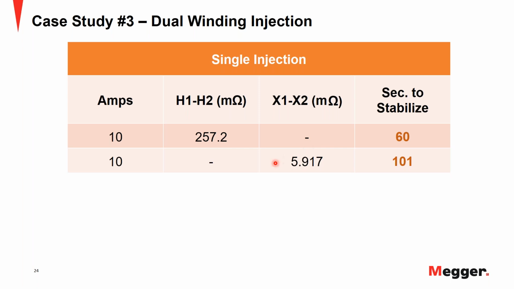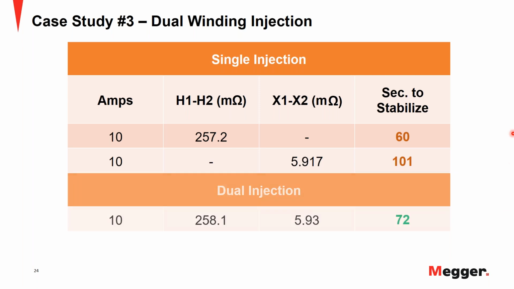Now, we measured the low voltage resistance as well, and we measured about 5.917 milliohms, and it took about 100 seconds to stabilize. Now, we use the dual winding technique to perform the same measurements. And after performing that, we saw that with the same magnitude of test current, we got two readings which were fairly close to our original readings, and both readings were obtained in a matter of 72 seconds. So the time it took to stabilize the reading was 72 seconds.